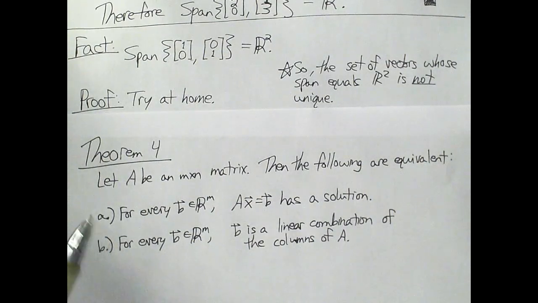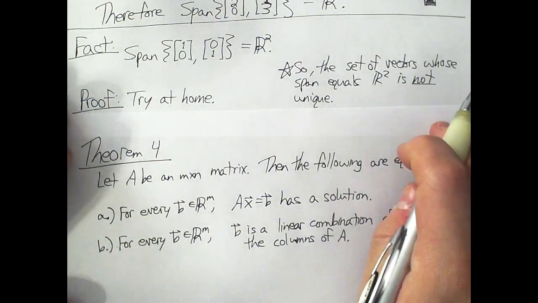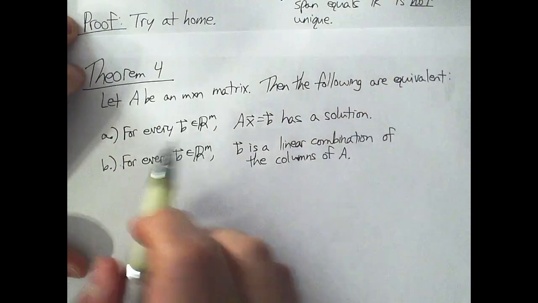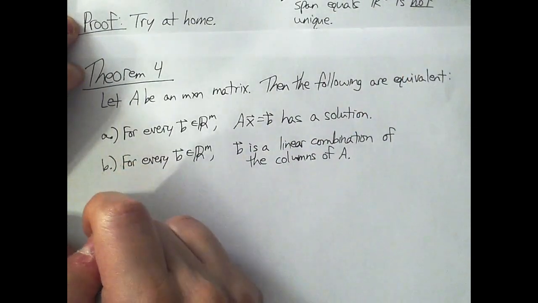So these two statements so far, there's going to be a total of 4 of them, but these two statements so far are equivalent. If I give you a matrix A, then either both of these are true or both of these are false. Depends on the matrix A. You can't have one of each, though. You can't have one of these things true and one of them false.